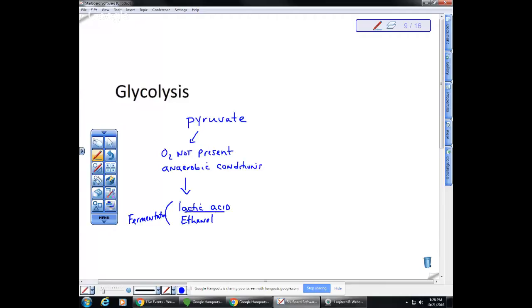Now we talked about lactic acid as being something that is produced under anaerobic exercise conditions in your muscles, and that needs to be broken down even further. And so lactic acid then gets broken down even more. If oxygen is present, then we go into something that is called the citric acid cycle.